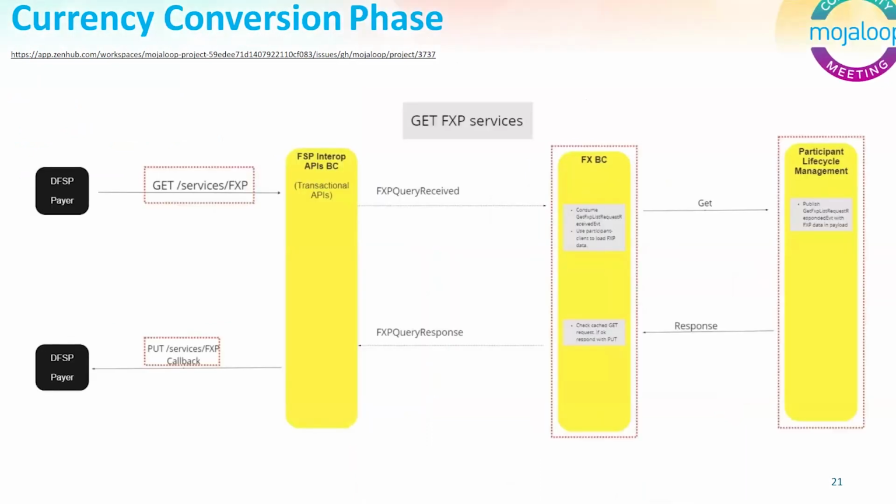The next thing is the currency conversion phase. This phase is to find out the FXP services available in the hub. For this phase, we have to make changes in the participant bounded context, and also add a new bounded context called FX, and then modify the FSP interop API. We also have to put changes inside the DFSP layer to support these new API calls, such as get services FX and put services FX callback.